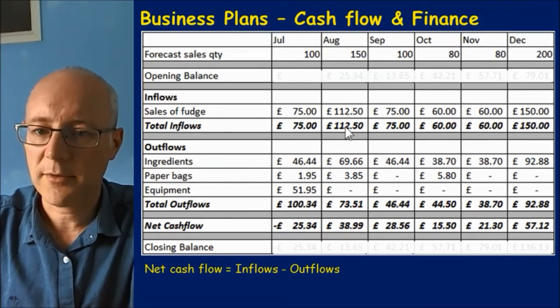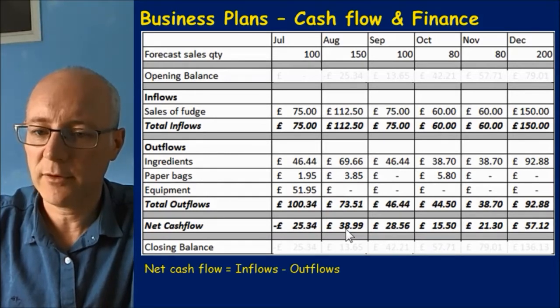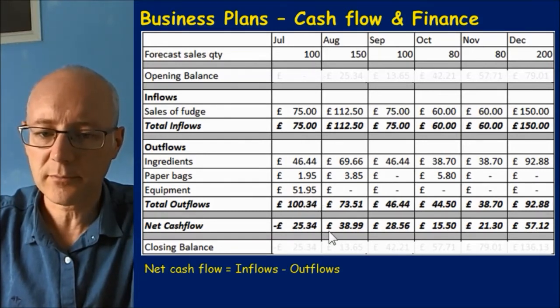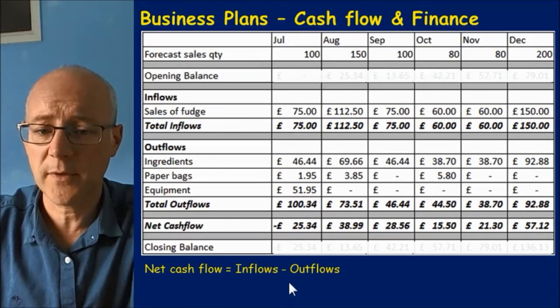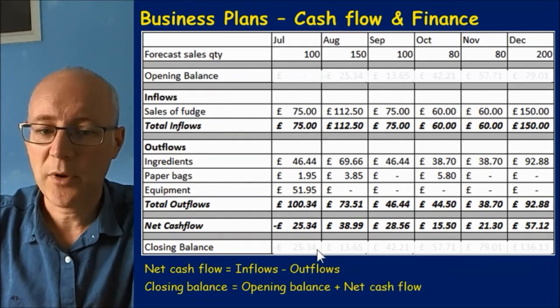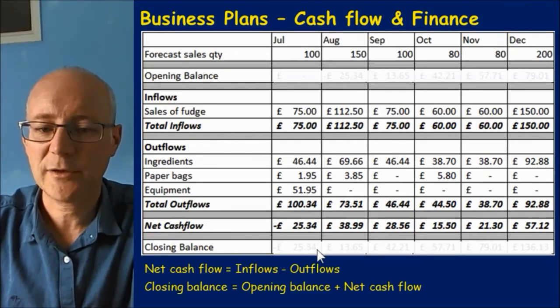Then in the second month, my inflows £112.50, outflows £73.51. So therefore in my second month, I've got nearly £40 positive cash flow, net cash flow, and again all the way through then I've got positive net cash flow because I haven't got those outflows of buying more equipment. Okay, so it's looking like a pretty good picture. My closing balance then is my opening balance plus my net cash flow.